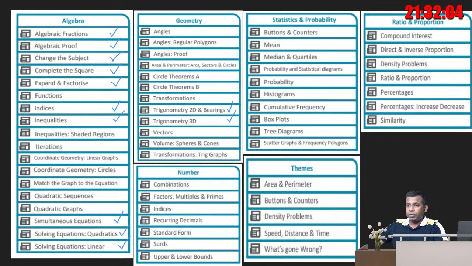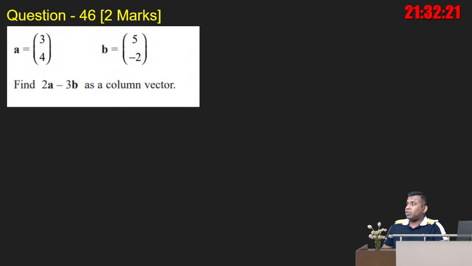So today we are going to study vectors, which is the geometry section, and this is the vectors part. We're trying to do it today. If we can't finish the vectors in one class, we may stream again next week, right? So let's start with the questions now. Today our questions start from 46. Previously we have done 45 questions, so today we are going to start from 46, right?